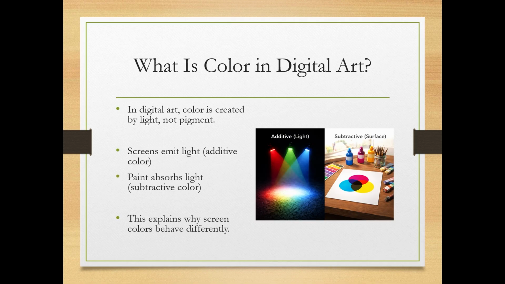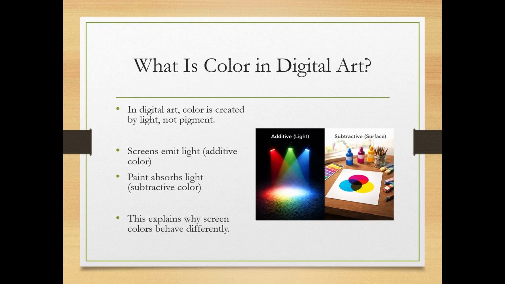This is different from how we perceive color in printed medium, because when we're looking at a painting, it's not an emission of light. It is an absorption of light. The light is being subtracted. And this is why colors differ on screens than they do on pigment, which is an important thing to understand.